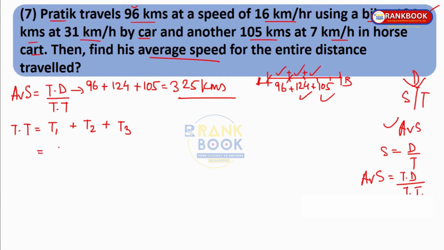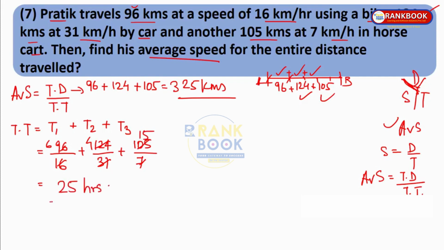What is the formula for time? Time is nothing but distance upon speed. What is the distance traveled in case of the bike? 96 kilometers. What is the speed? 16. Then in case of the car, the distance is 124 kilometers, the speed is 31, plus T3, 105 kilometers in case of the horse cart, and speed is 7. What is the answer? 96 by 16 is 6, 124 by 31 is 4, 105 by 7 is 15. 6 plus 4 is 10, plus 15 is 25. Total time taken is 25 hours.